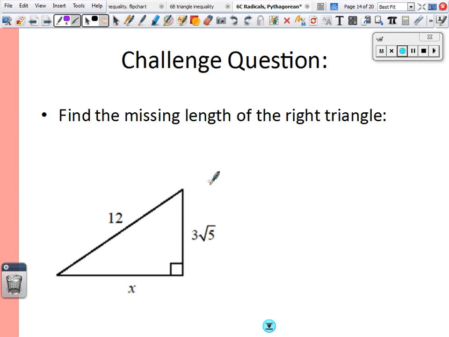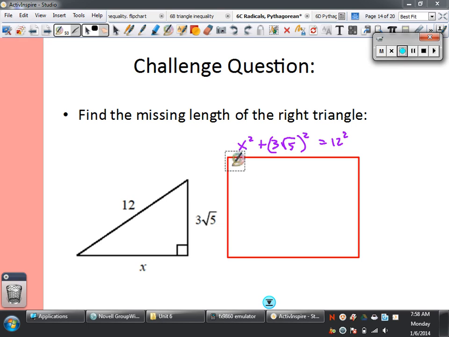This one's a little bit harder. I'll do the setup, and then you'll pause the video and see if you can solve this one on your own. This is x squared plus 3 times the square root of 5 squared equals 12 squared. I'm going to pause the video now and see if you can solve that one on your own.